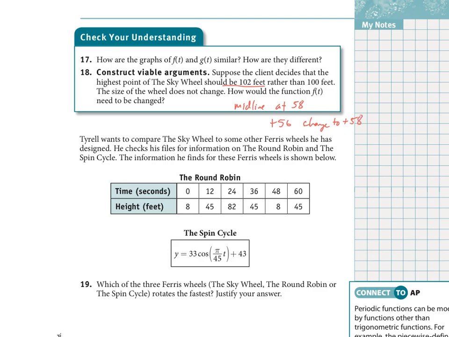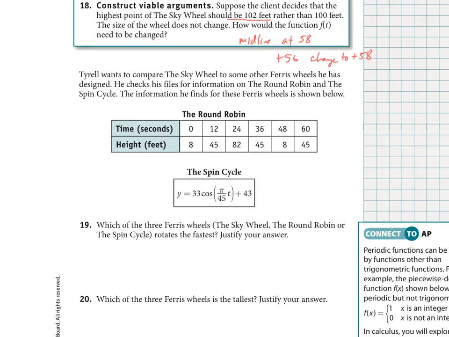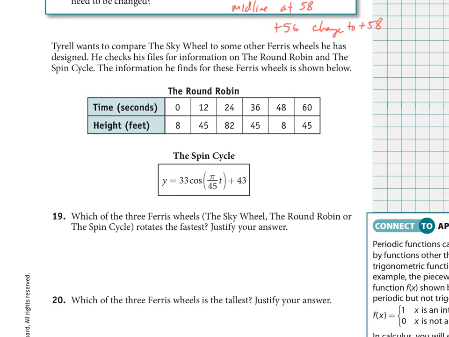So now we're going to look at a couple of sky wheels. Again, we can represent this with a graph, table, equation, and move well through each, and how to pull information from any one. So we're comparing the sky wheel to 2 other Ferris wheels, the round robin and the spin cycle. We already know from the sky wheel its period was equal to 60 seconds. Now it asks us which of the 3 Ferris wheels, the sky wheel, round robin, or spin cycle, rotates fastest. So this period was 60 seconds.